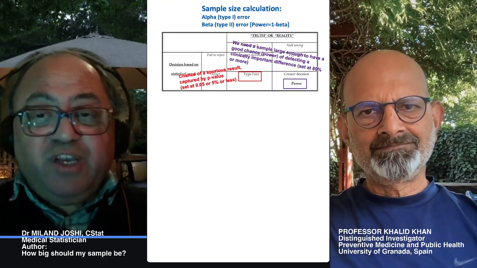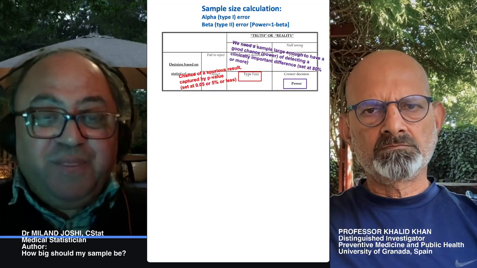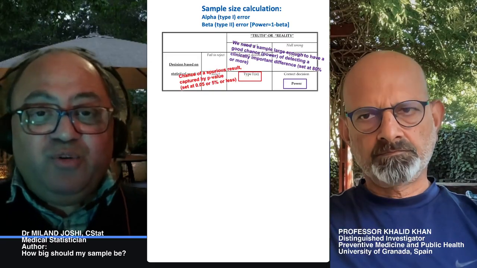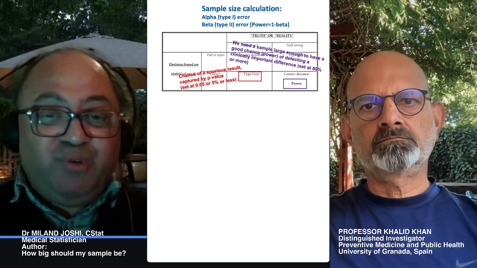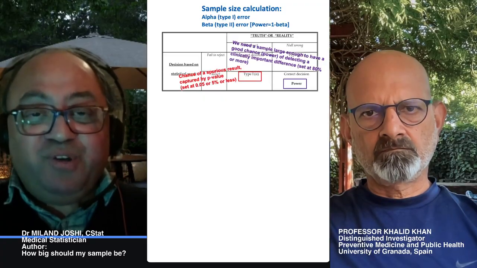Well, power is actually the complement of a type 2 error. A type 2 error means that you miss something. And the complement of that, of course, is that you find it. So if there's a clinically important difference between two groups, you don't want to miss it. That would be a type 2 error. But you wish to find it, and that's power, and you want that to be as high as possible.